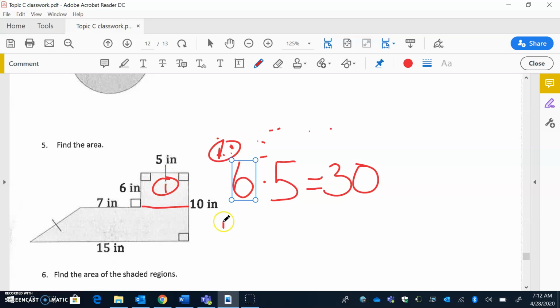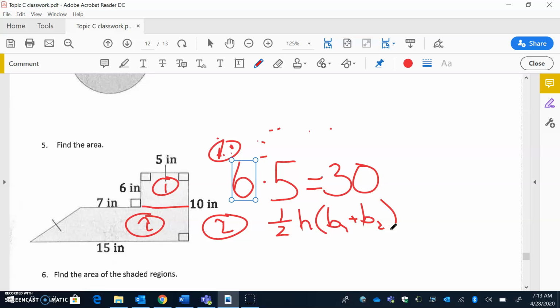Okay, so for region number 2, it's our friend trapezoid. So the trapezoid formula is 1/2 times the height times the bases added together. And remember, the bases are always the parallel sides. So in this particular case, I can see one of my bases is a 15. So I'm going to use that.